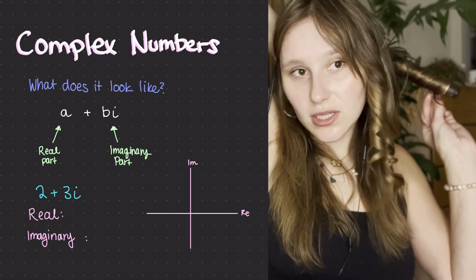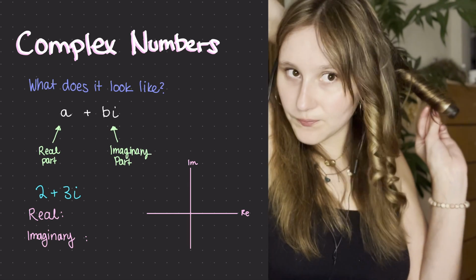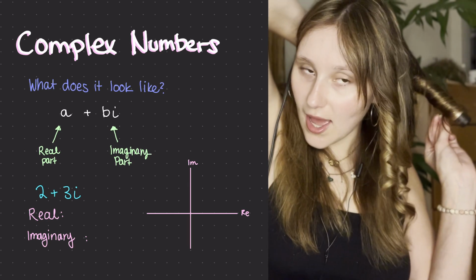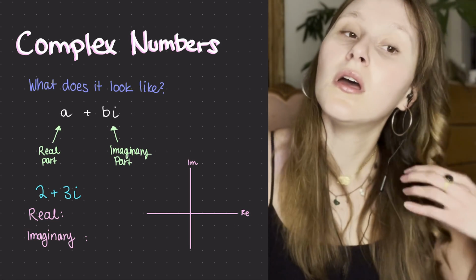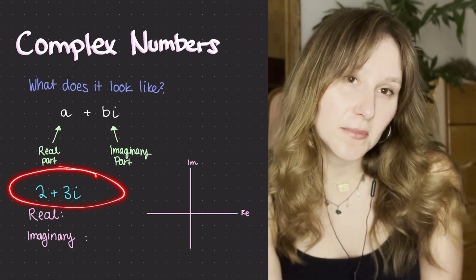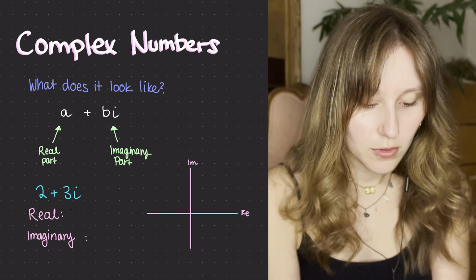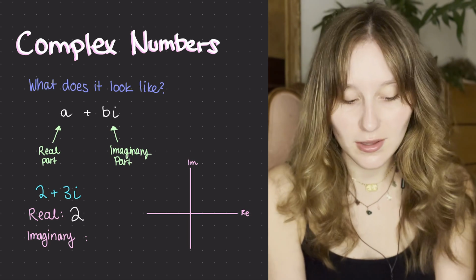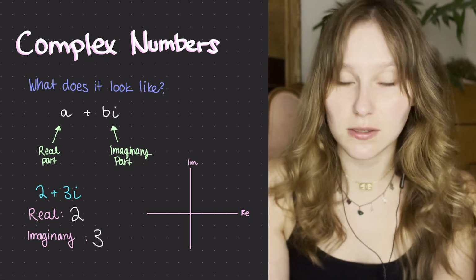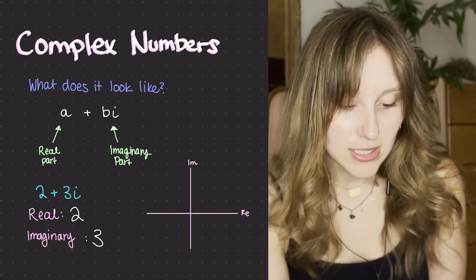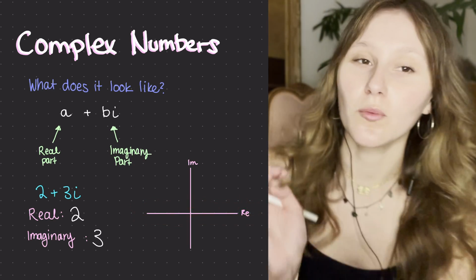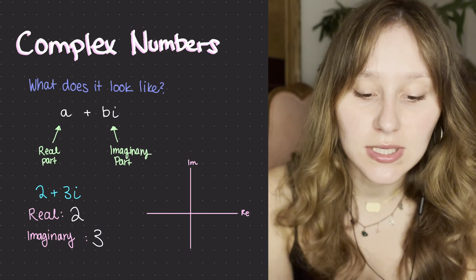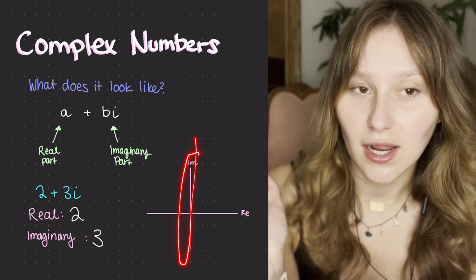A complex number looks like a plus bi, where the real part is the a, and the imaginary part is the b. So this is what a complex number looks like: 2 plus 3i. The real part is the 2, and the imaginary part is 3. As you can see here, this is the real number line, and the way we visualize this is using the y-axis as the imaginary axis.